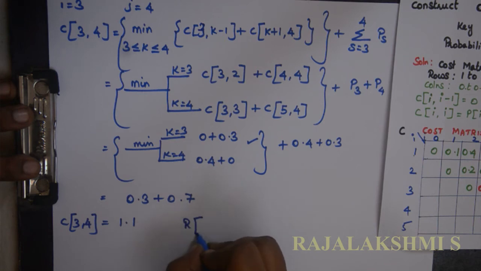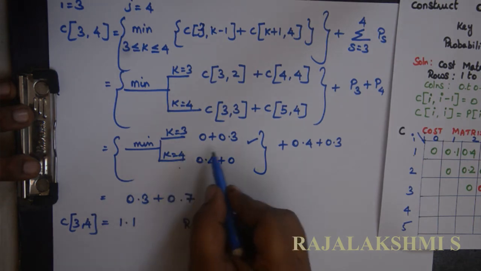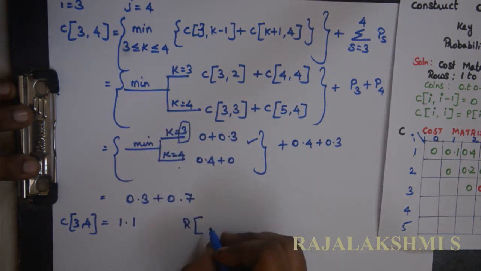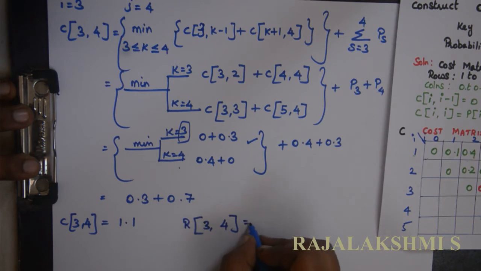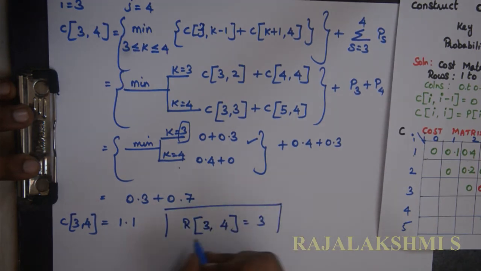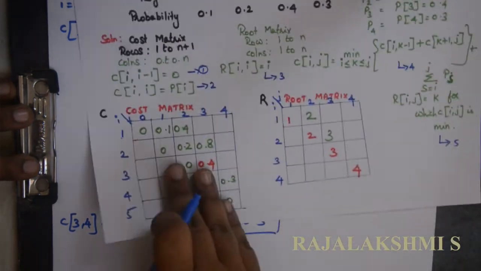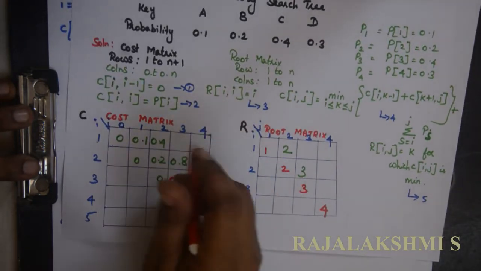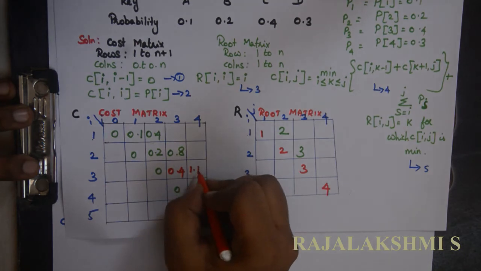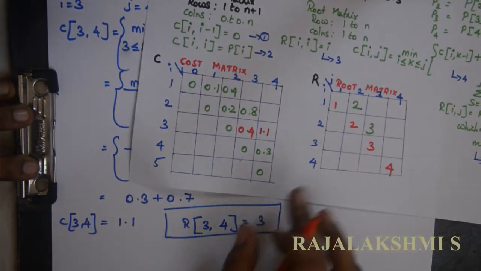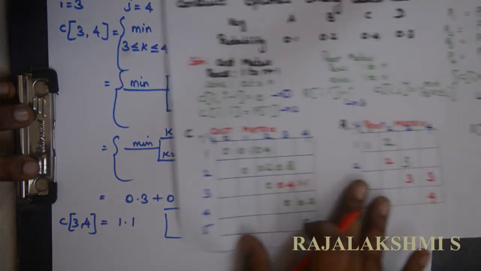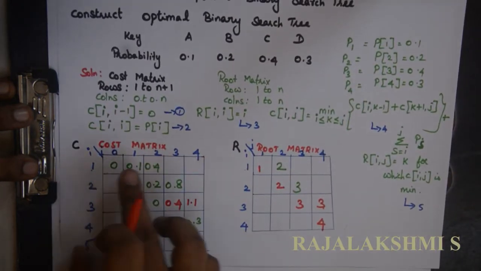So at what value of k is C of 3 comma 4 minimum? At k equal to 3 we are having the minimum. So R of 3 comma 4 is equal to 3. Yes, now we can fill it in the table. So C of 3 comma 4 is 1.1, and the corresponding R of 3 comma 4 is equal to 3. Okay, so now what is the next value we should find? R of 1 comma 3.